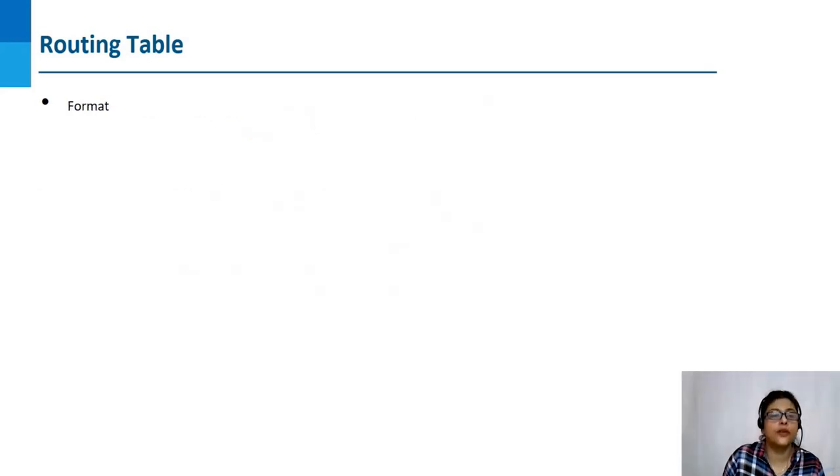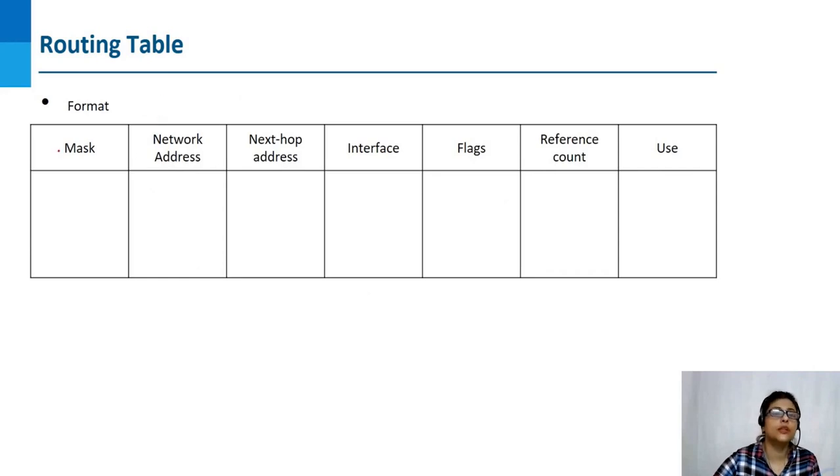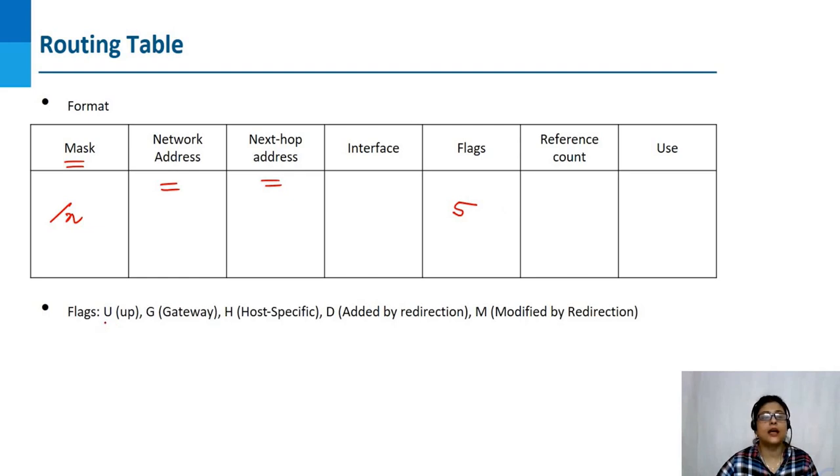What is the format of the routing table? The format of the routing table will have these fields, like the mask. Already we know this is the mask to get the network address. Then this is the next stop address to the destination. After that, the interface through which the router has to forward the data. Then we have the flag field. There are basically 5 different flags. The 5 flags are the U flag, G flag, H flag, D flag, and M flag.